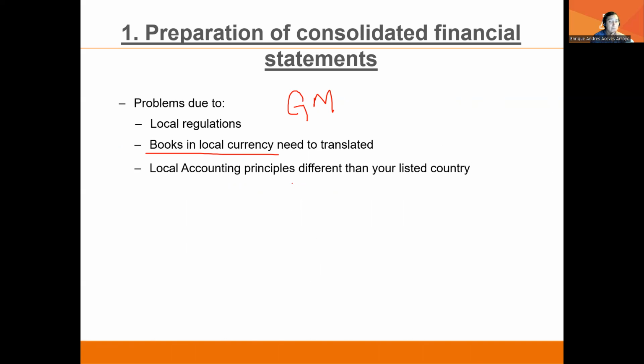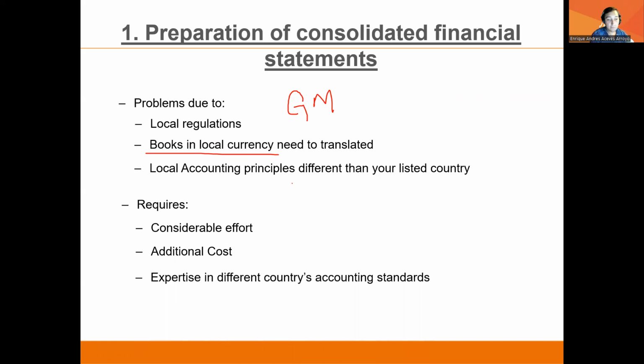What does that mean for GM, for the US company? Well, that's considerable effort they have to make to undertake. There's additional cost, because you need to hire people that are familiar with both systems. And you need the expertise in different countries' accounting standards. So you need more qualified people, which is going to create more costs for you.